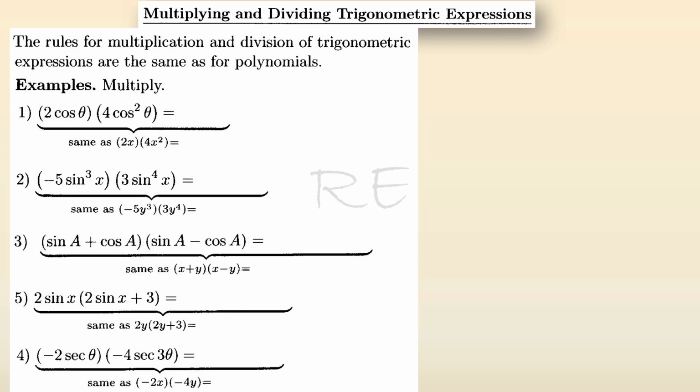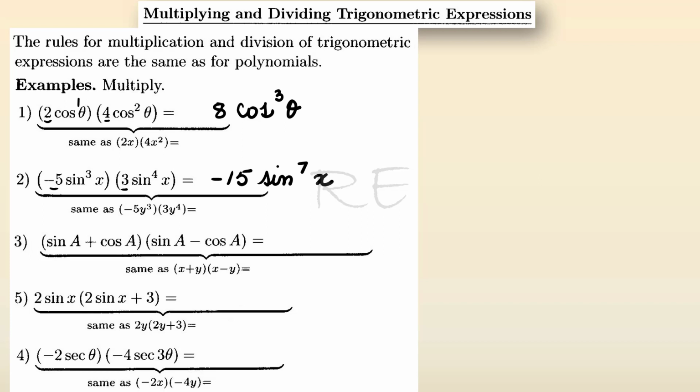The rules for multiplication and division of trigonometric expressions are the same as for polynomials. We're going to multiply 2 cosine theta by 4 cosine squared theta. 2 times 4 is 8. And we add the exponent. Cosine theta times cosine squared theta is cosine cubed theta.